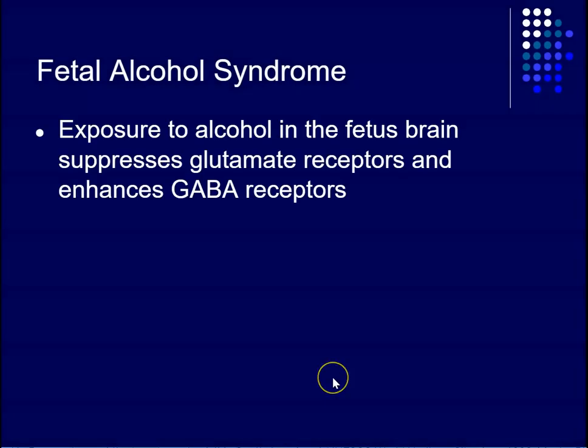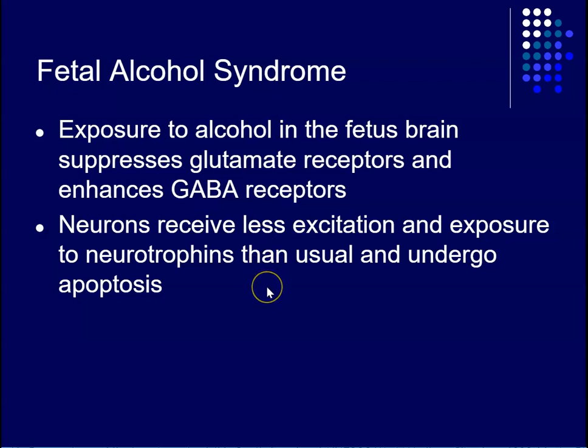The exact mechanism depends on the timing of exposure to alcohol. But at least during later stages, the main problem is that alcohol suppresses glutamate receptors and enhances GABA receptors. You might remember that glutamate is the main excitatory neurotransmitter in the nervous system, and GABA is the main inhibitory neurotransmitter. So when you suppress glutamate, you tend to decrease the activity of postsynaptic cells. And when you enhance GABA, you also tend to decrease the activity of postsynaptic cells because you're essentially enhancing an inhibitor. The result is much less activity than you would have otherwise, much less brain activity, including much less synchronized activity between presynaptic and postsynaptic cells at the newly formed synapses.